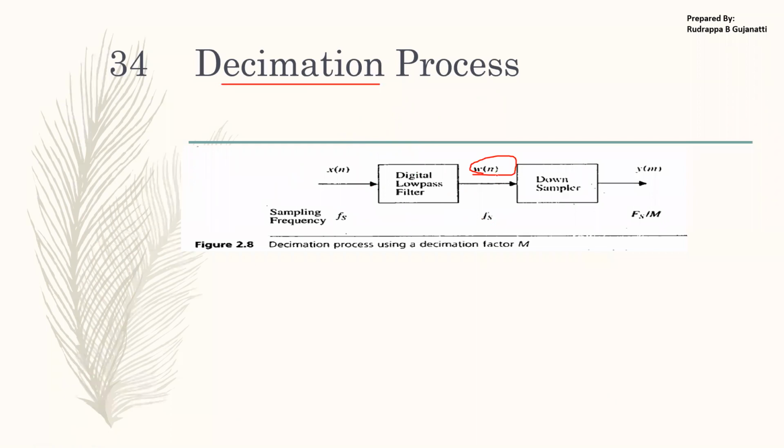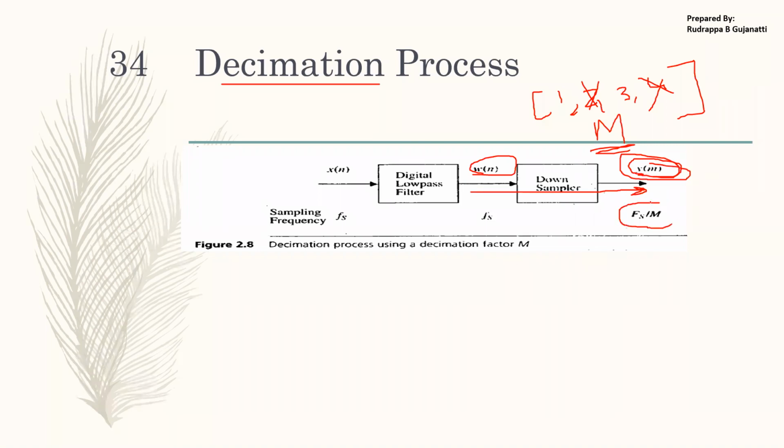When I want to do the decimation process, I get rid of a few of the samples. Based on the factor M, you will be deciding how many samples will be present at the output. So w of n has to be passed through a downsampler and you will be getting a decimated sequence y of m in this case.